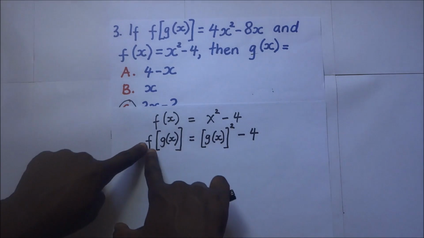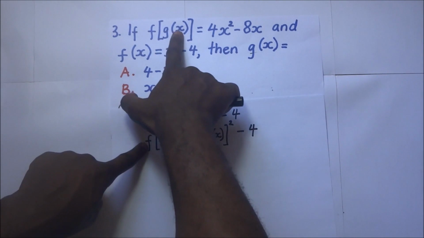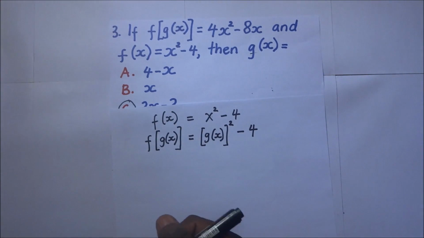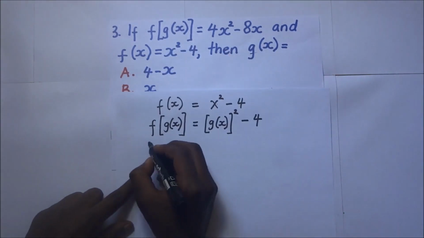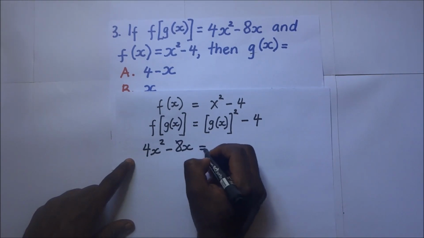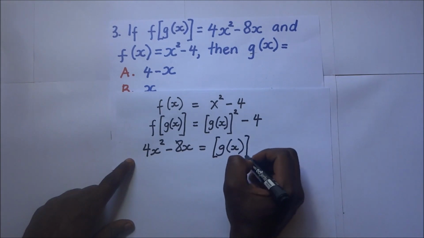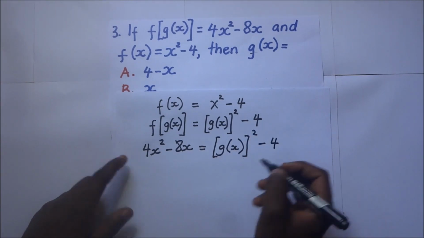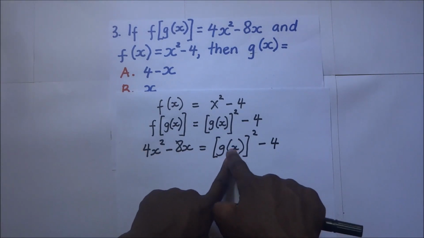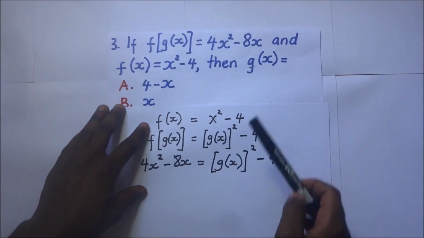So what is the function where f of g of x is this expression? F of g of x, this composite function, is given by 4x squared minus 8x. So that is exactly what we go ahead and do. We substitute this here. We say that 4x squared minus 8x is giving us this expression, g of x, all this is squared, minus 4. So what we do here, we go ahead and solve this, and we make g of x the subject of the formula, and we will be able to get our answer as required by the question.